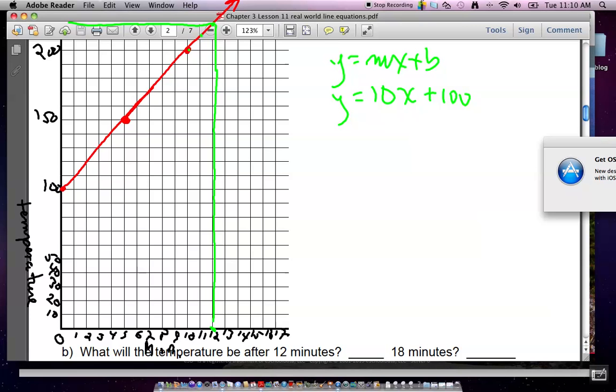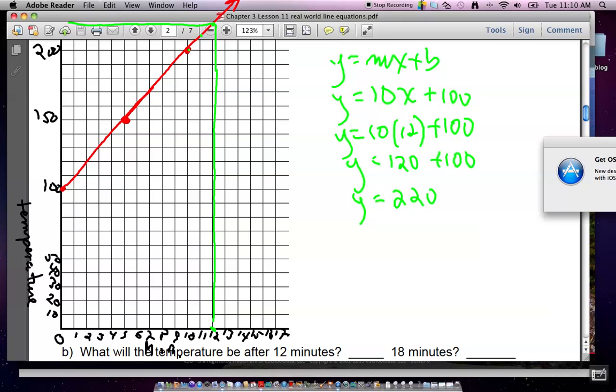Now, which is the x? Is the x the minutes or is the x the temperature? Look at your graph. Isn't this the x-axis down here? Is that minutes or temperature? Minutes. So I'm going to put the 12 in for the x. So y equals 10 times 12 plus 100. Somebody tell me 10 times 12. Go ahead. 120 plus 100. So then y equals 220.